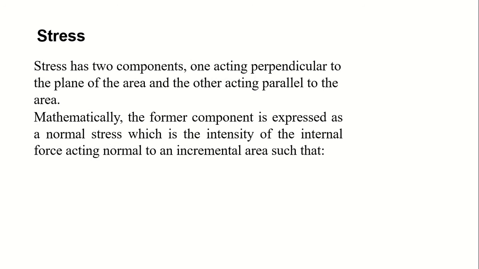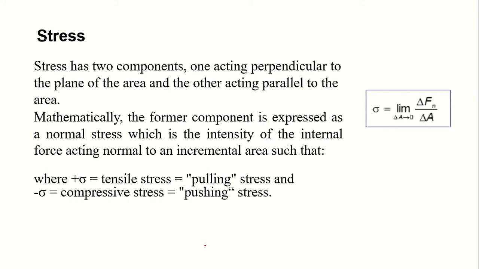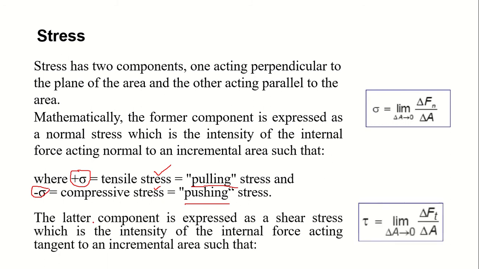Normally, stress has two components. One is acting perpendicular to the cross-sectional area, another one is parallel to the cross-sectional area. Mathematically, the one which is creating a pulling action is called a tensile stress. The one which is a pushing action is called a compressive stress. Tensile stress is always denoted by positive. Compressive stress is always denoted by negative. So the normal stress is given by sigma. Shear stress, which is acting parallel, is given by the tau equation.